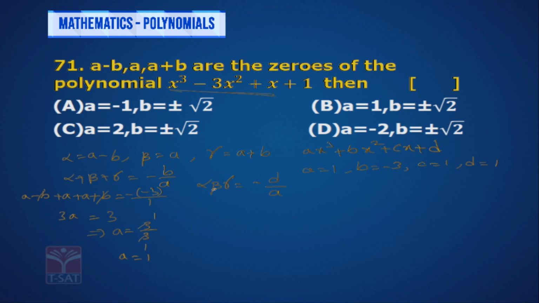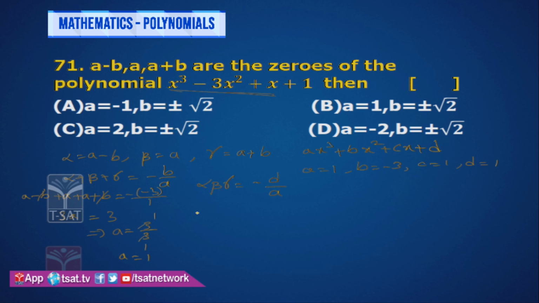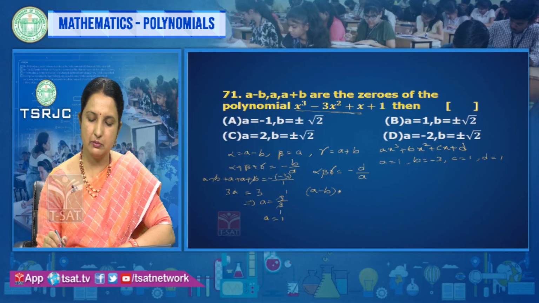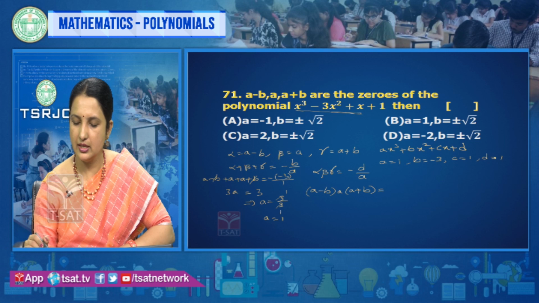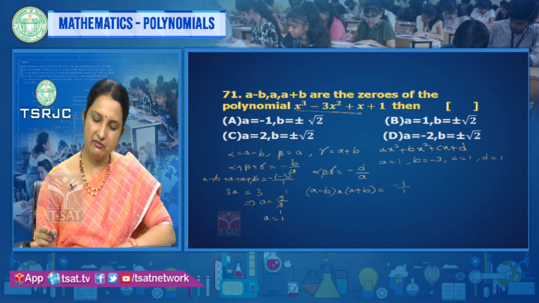Okay, so now we will see alpha, beta, gamma, that means the product of these zeros: a minus b into a into a plus b. What will we get? Minus d by a. What is d here? 1 is there, minus 1 by 1, it will become minus 1 only.